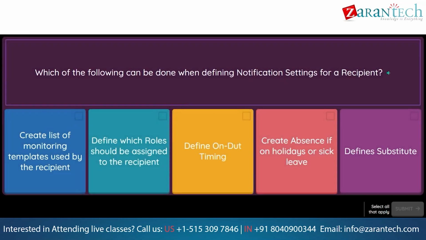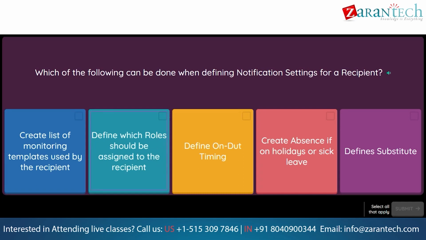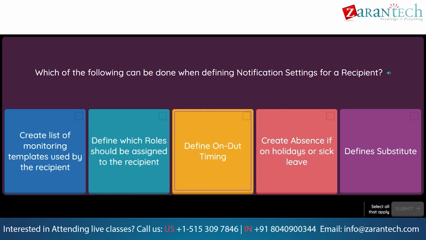Question: which of the following can be done when defining notification settings for a recipient? Option 1, create list of monitoring templates used by the recipient. Option 2, define which roles should be assigned to the recipient. Option 3, define on-duty timing. Option 4, create absence if on holidays or sick leave. Option 5, define substitute.